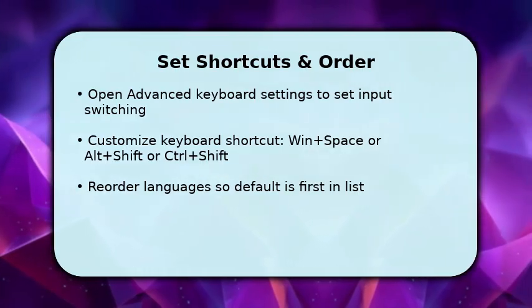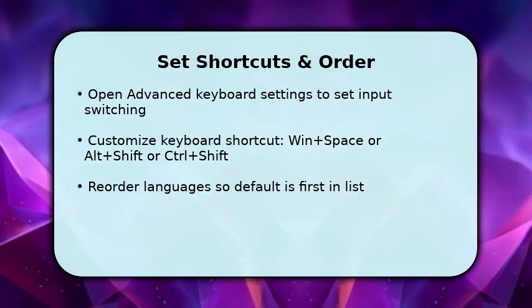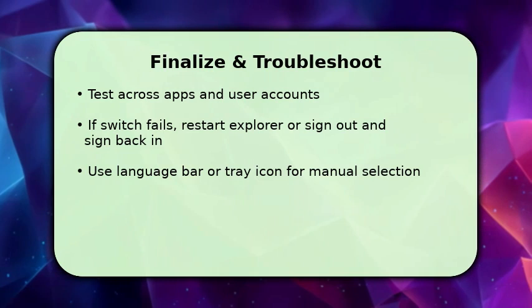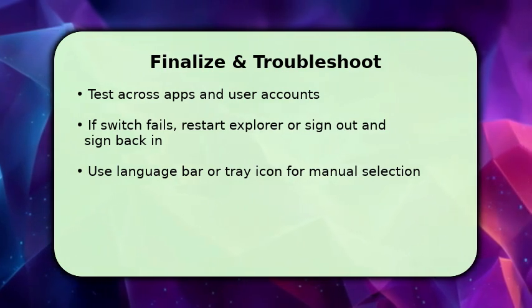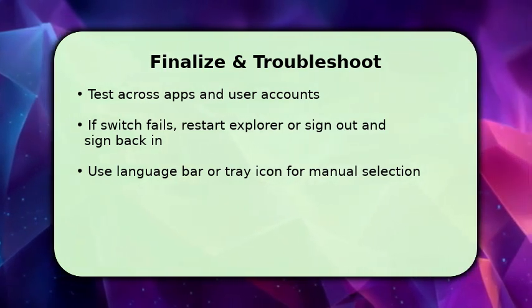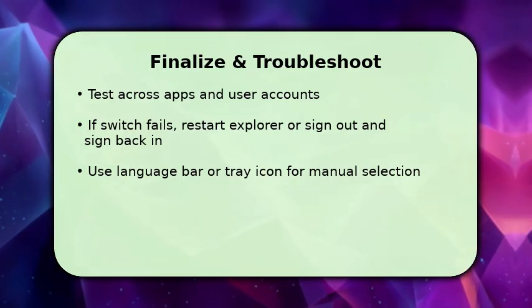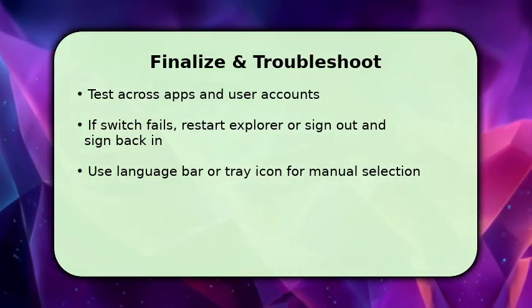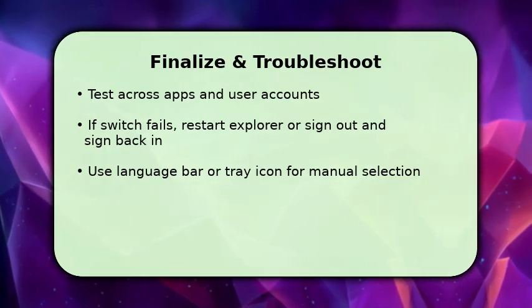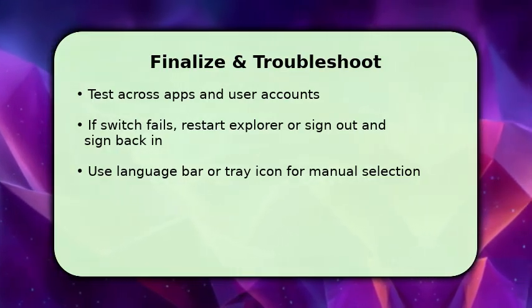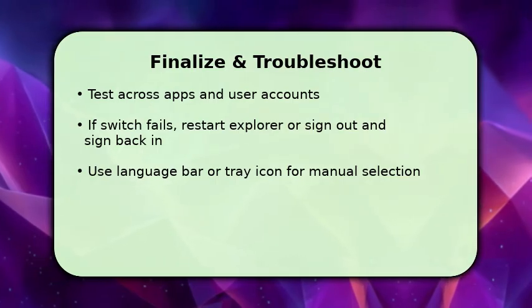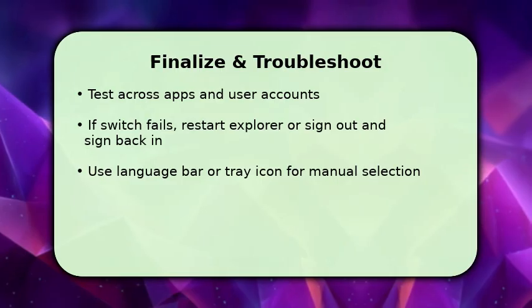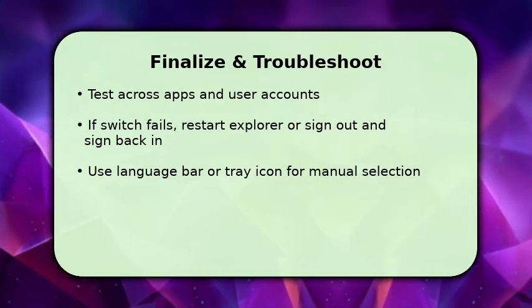Finish by testing the new keyboard layouts in multiple apps: text editor, browser, and your messaging app. If switching doesn't take effect, restart Explorer or sign out and sign back in. This refreshes input services. Make sure the language bar or system tray icon is visible so you can manually pick a layout if shortcuts fail. One key troubleshooting tip: verify no third-party keyboard manager is overriding system shortcuts. Disable it temporarily.